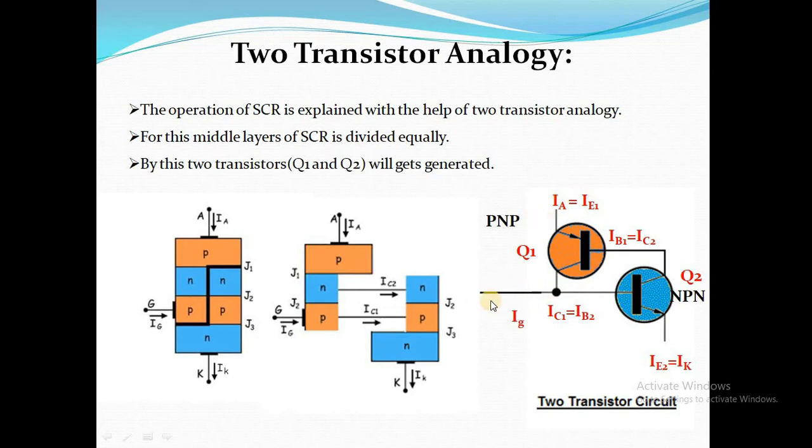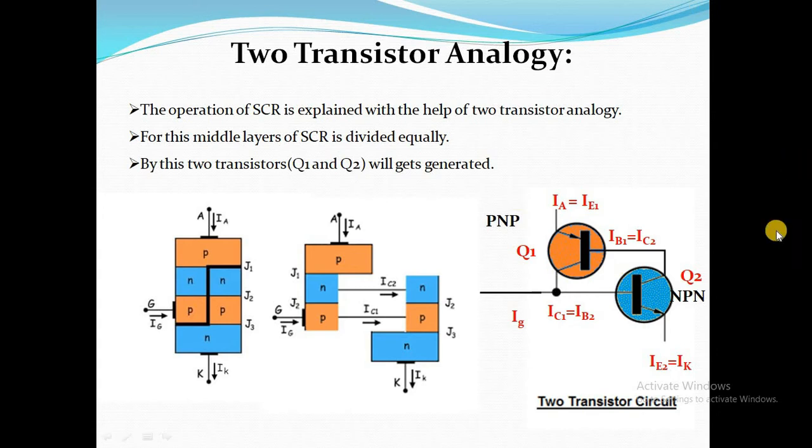So this is the anode, this is the gate, and this is the cathode. But the anode terminal is the same as the emitter terminal of the first transistor, and the cathode terminal is the same as the emitter terminal of the second transistor, because the anode terminal is the terminal through which the anode current enters the transistor, so it is an emitter terminal. And the cathode terminal is the one through which the cathode current comes out of the SCR, therefore it is the emitter terminal of the second transistor.